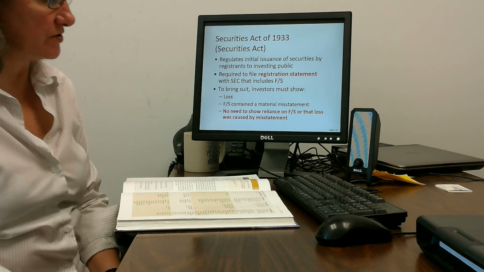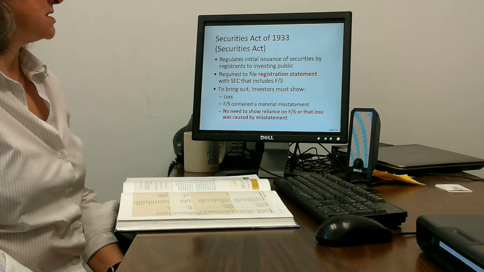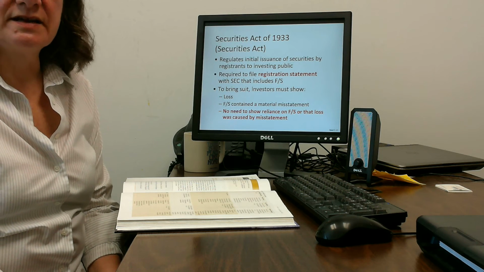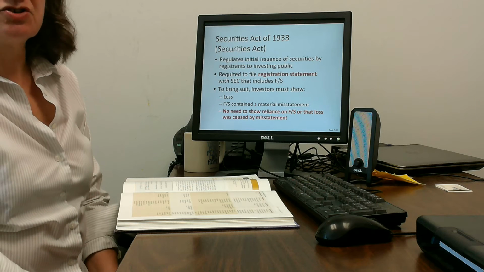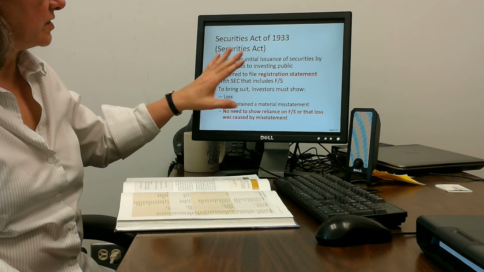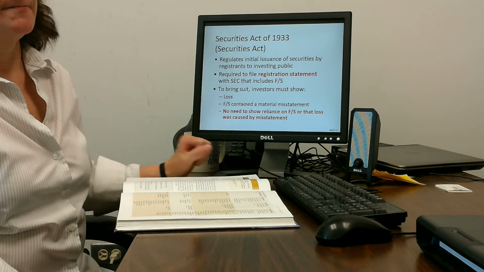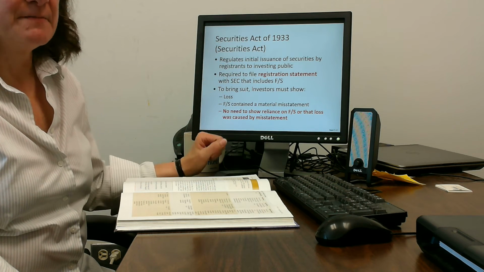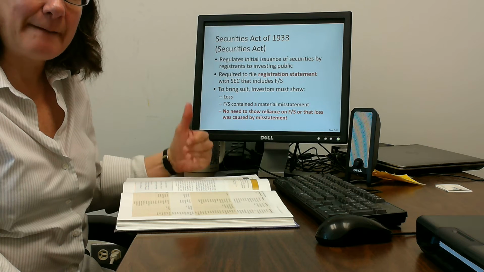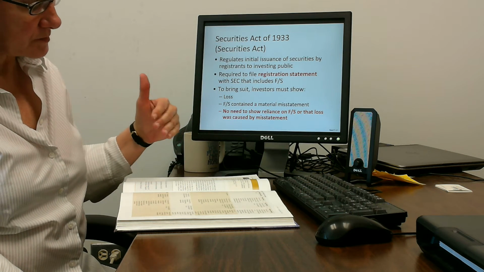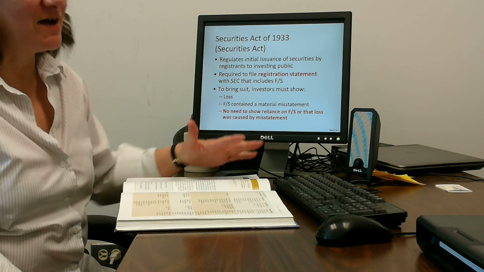The Securities Act of 1933 is a little more strict than the 1934 Securities Exchange Act, and the reason it's easier to sue an auditor under this act, and the auditor has more liability, is because this is the first offering of that stock. This is an IPO, as they call it, and you have to rely on the auditor.